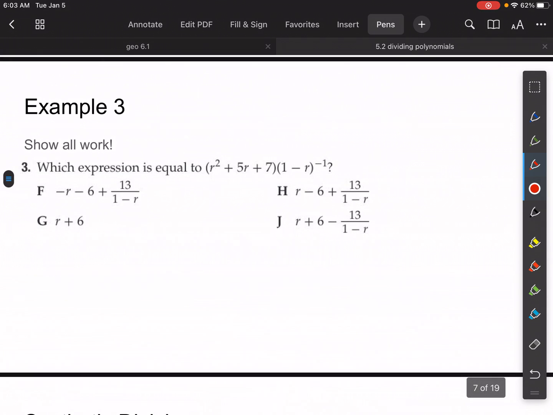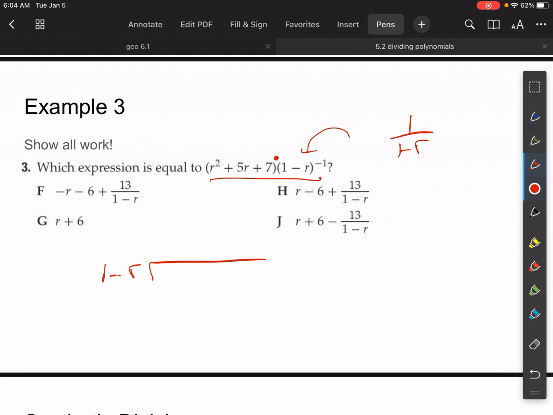But anyway, example 3 says which expression is equal to this guy. Okay, so remember when you take something to a negative 1, this is multiplication that's happening, but to a negative 1, it's the same thing as 1 over that guy, right? So this is actually going to be division. So we have 1 minus r, and we have to divide that into r squared plus 5r plus 7.